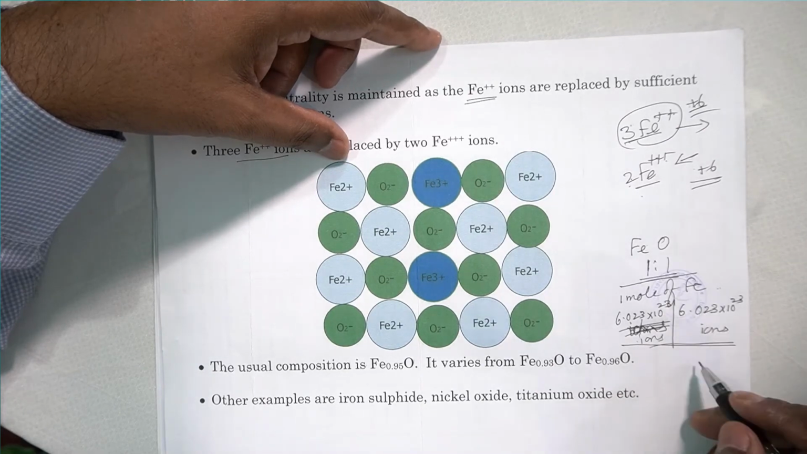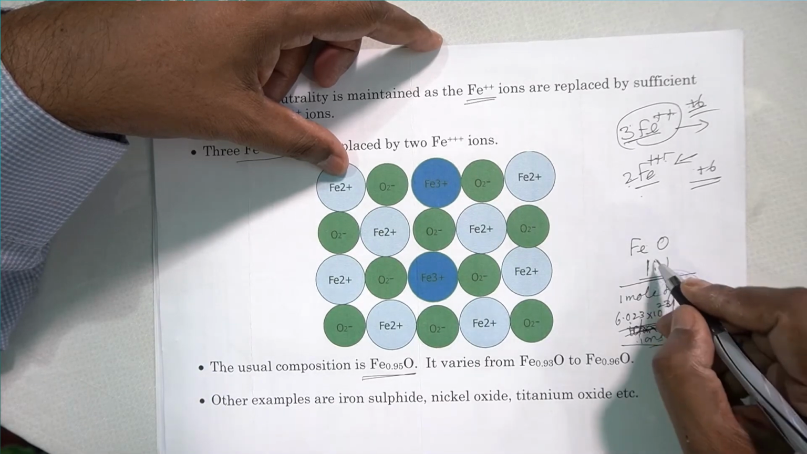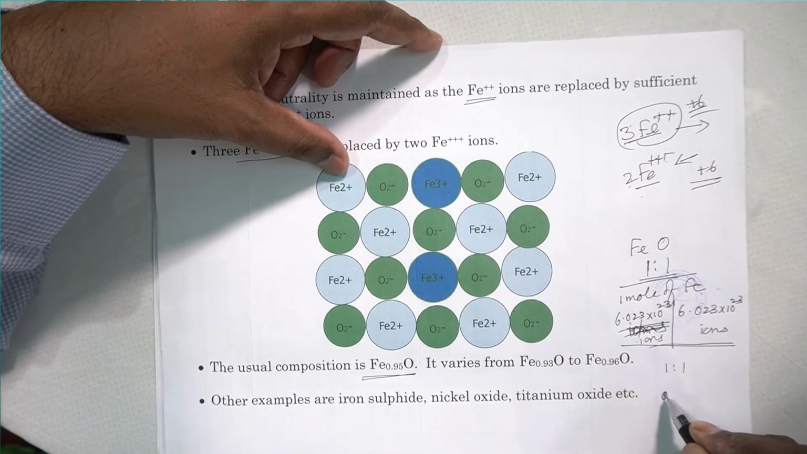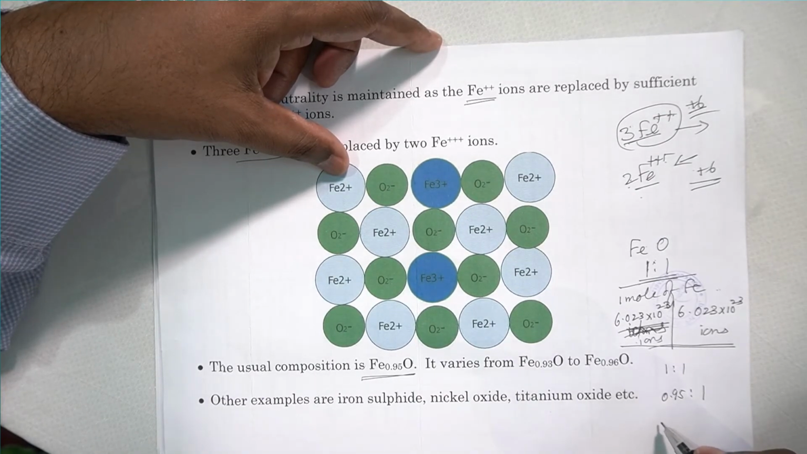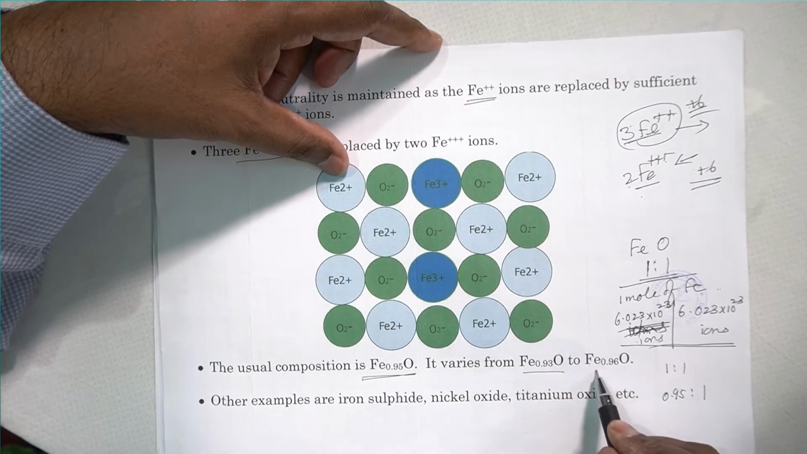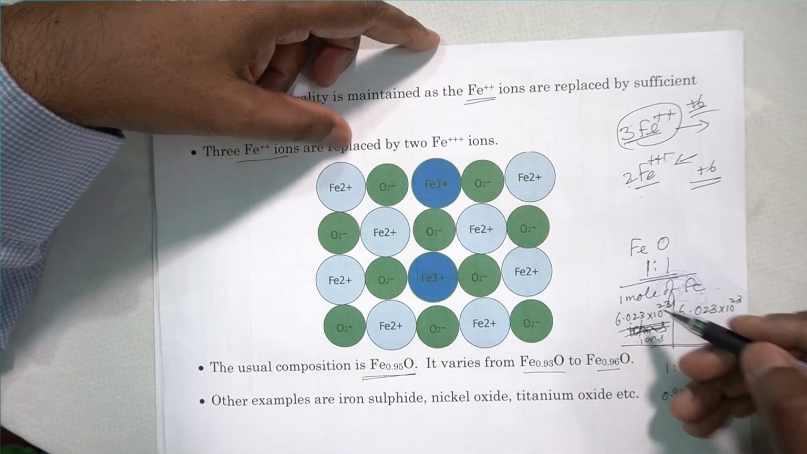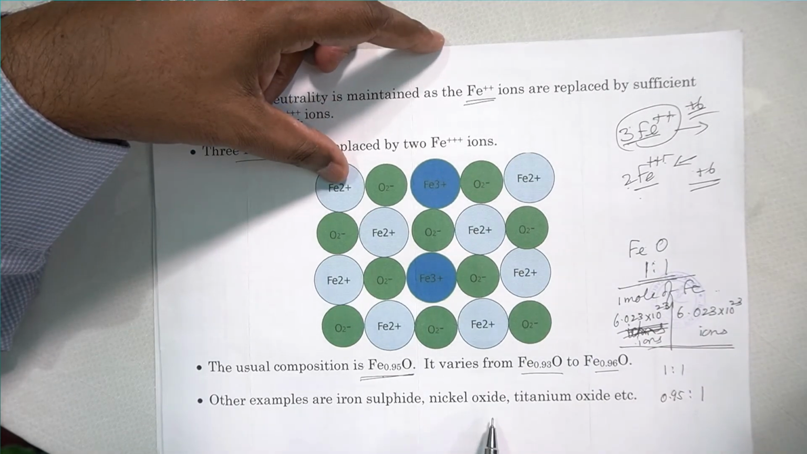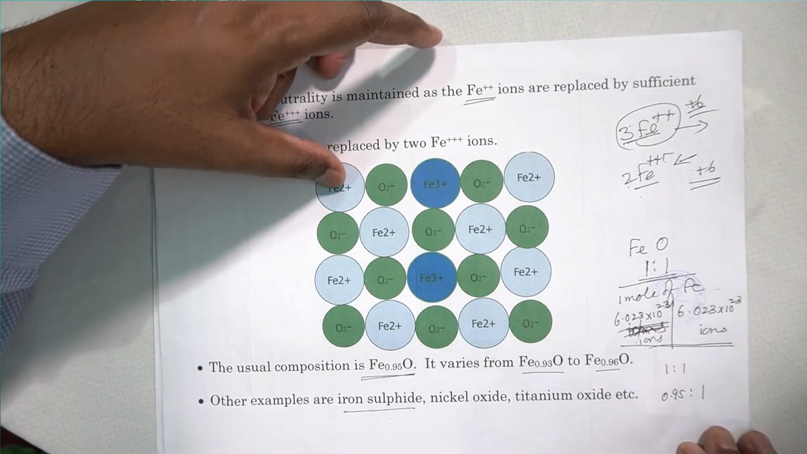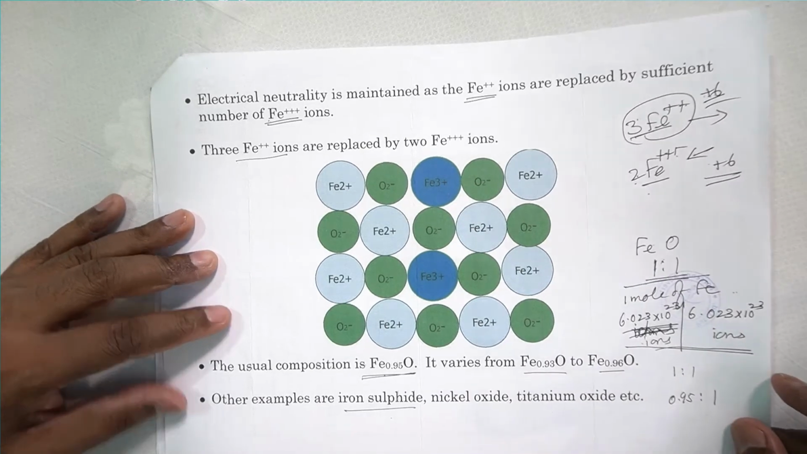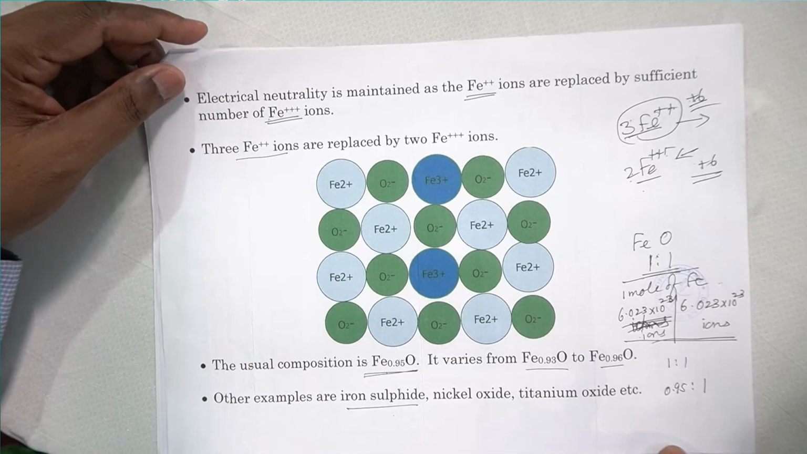So usually FeO has a formula of Fe0.95O, that is 0.95:1 instead of 1:1, because Fe atoms are decreasing in number. Generally it varies from 0.93 to 0.96. The average usually found is 0.95. So this is a metal deficiency defect. Other examples are iron sulfide, FeS, nickel oxide and titanium oxide. All these compounds also show this kind of defect. So that is about the metal deficiency defect.